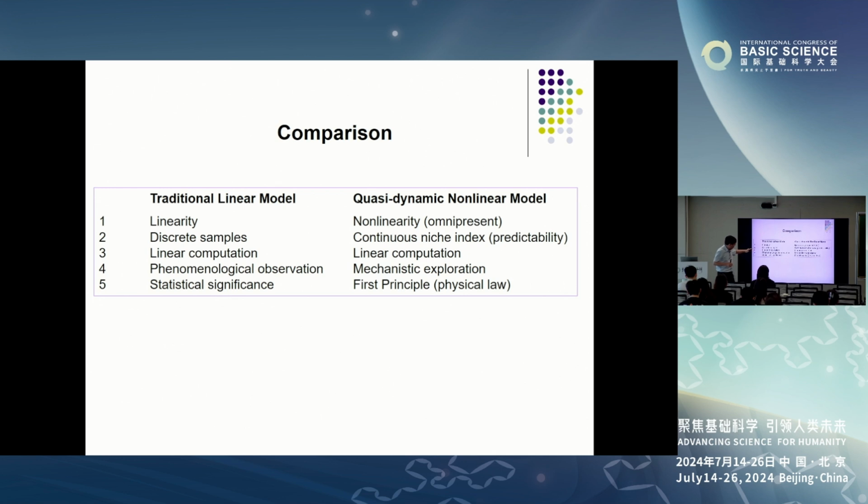And third, computation. A model based on linear computation is very fast. But the nonlinear relationship here doesn't mean computation is a problem, because we transform the nonlinear form into a linear form. So the computation is as efficient as the traditional linear model, right?